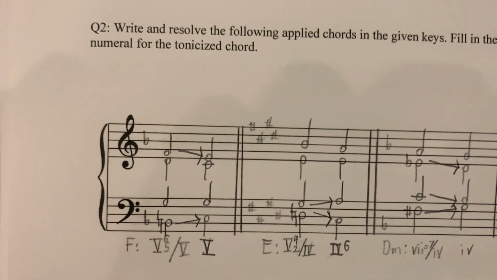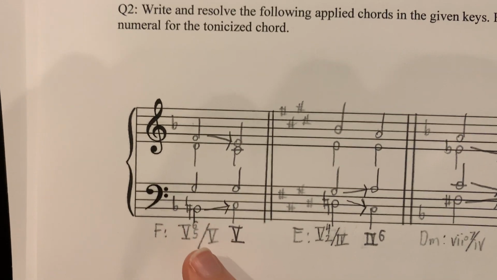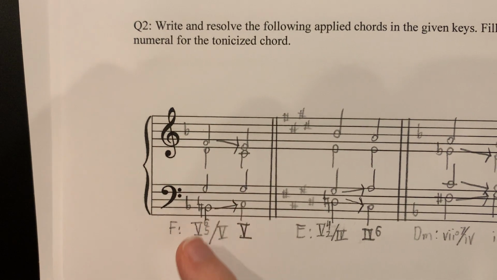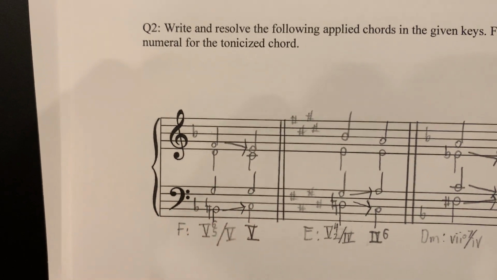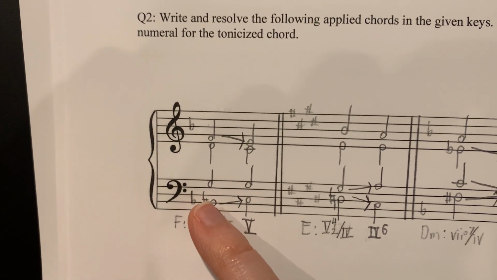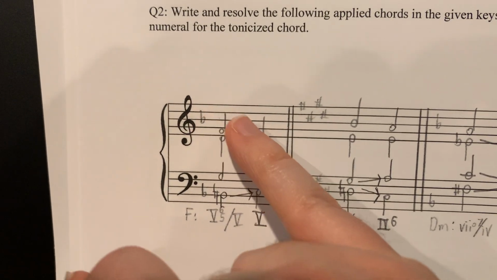So notice here V6/5 of V. V is C, so the dominant of C is G, G major minor 7th. V6/5, I put it in first inversion. And then remember, if it's a V7 of X, the 3rd goes up and the 7th goes down.